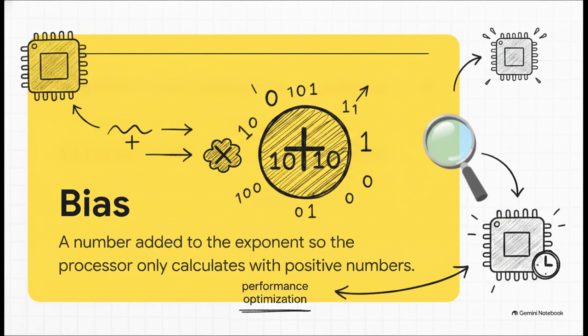So the IEEE standard dictates that we take a predetermined bias, which is 127 for a 32-bit float, and we simply add it to our actual exponent before we store it. By shifting the entire scale up by 127, Java ensures the processor only ever stores and calculates using positive, unsigned binary numbers in that 8-bit exponent slot. It's a pure performance optimization trick, and it's brilliant.